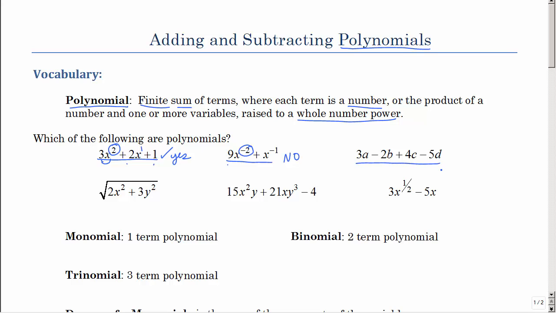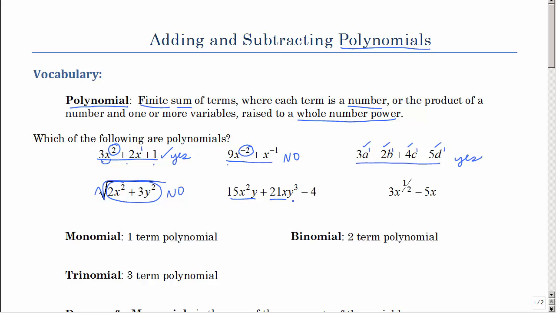What about this one? Yes, you have four things, numbers, letters, all raised to whole powers, so this would be yes. Now this one's kind of sneaky. This part would be a polynomial, but because it's underneath that square root, it is not a polynomial. So square roots, not a polynomial.